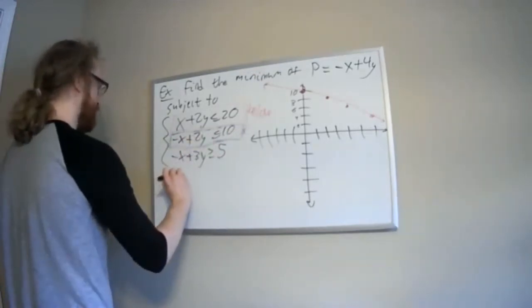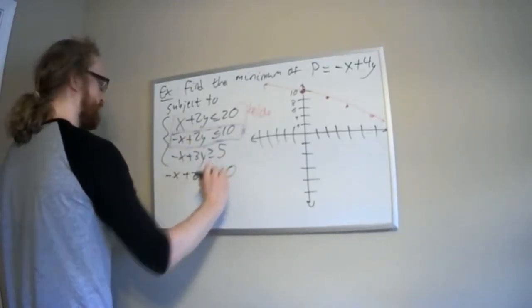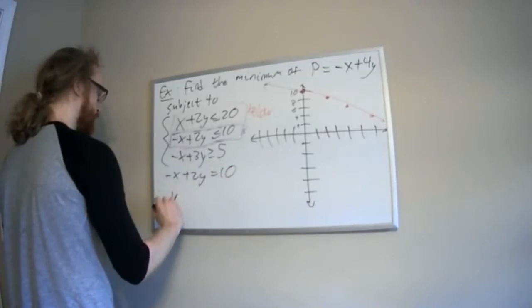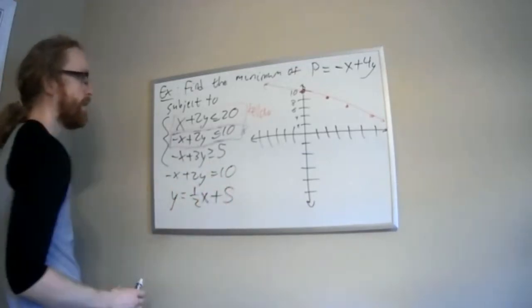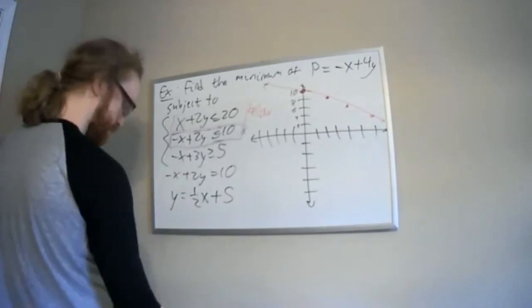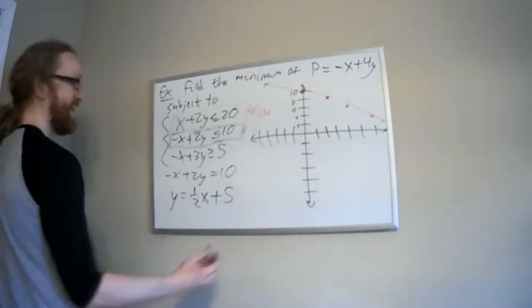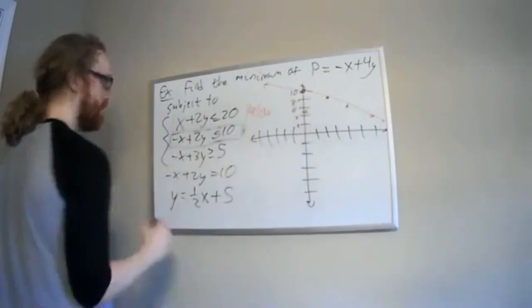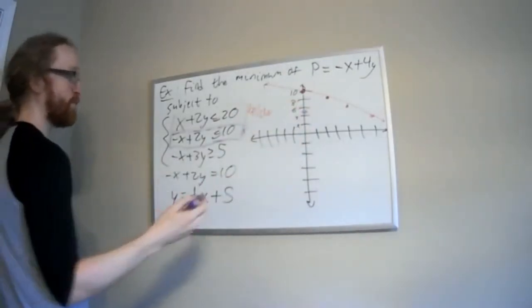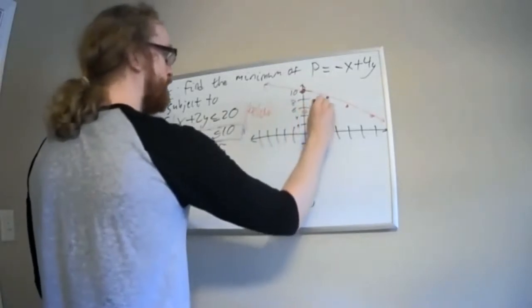Okay, so let's solve negative x plus 2y equals 10 for y. I think I'm going to get y equals positive 1/2 x plus 5. So I have a y-intercept of 5, which is halfway between 4 and 6. And then my slope is positive 1/2. So when I go to the right by 2, I go up by 1.